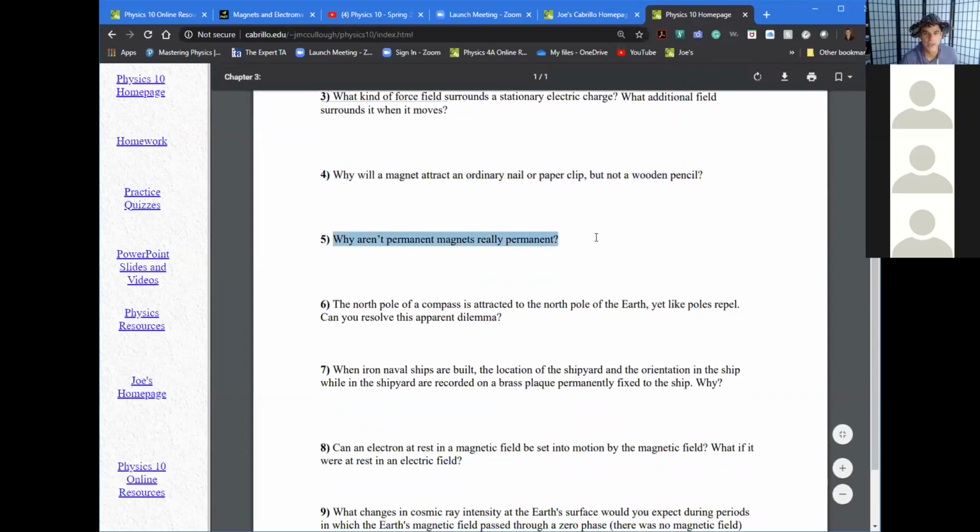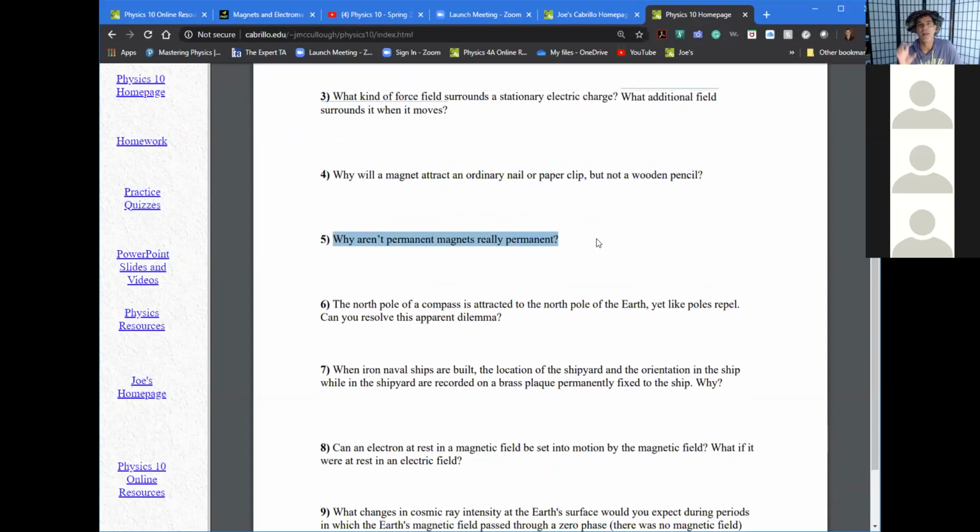Number 5, why aren't permanent magnets really permanent? And the answer is, I can weaken a magnet by dropping it or heating it. Anytime I bang on the magnet or heat it up, it causes the domains to start to jostle, and they can jostle out of alignment. So if I drop a magnet enough times, eventually I will completely destroy its magnetism.